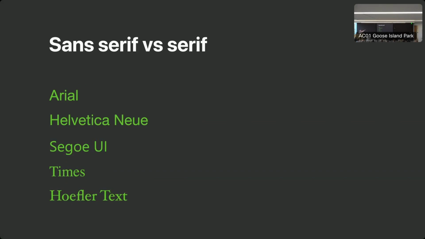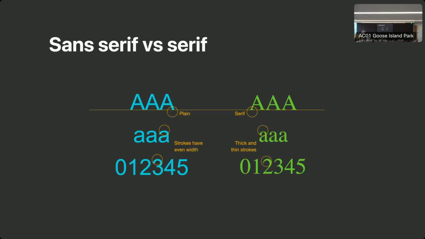So the first three, Arial, Helvetica Neue, and Segoe, have a kind of straight design, more modern. These are sans serif fonts. The last two, with varying thickness along the shape, are called serif. The most visible difference is the consistency of the thickness of the left font versus the variation of the thickness on the right.